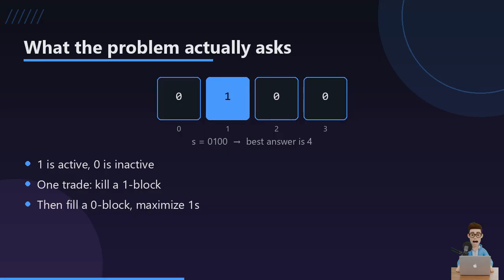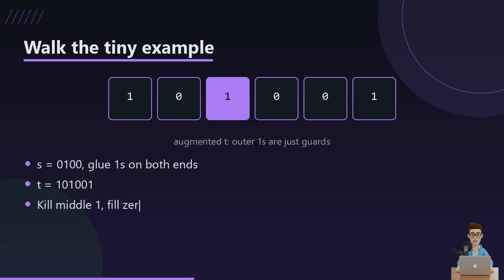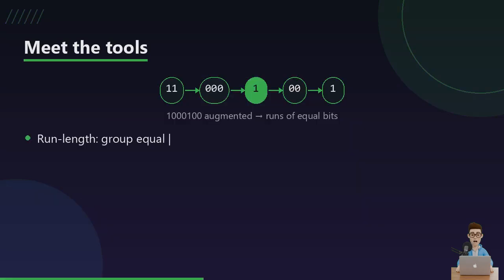We pretend the string has a 1 glued to each end, so even the edges have neighbors. Take 0, 1, 0, 0 and glue ones on the ends to get 1, 0, 1, 0, 0, 1. That lonely middle one has zeros on both sides, so we erase it, and now all the zeros between the outer ones form one big block. Fill that block, and the original part reads 1, 1, 1, 1. For active sections, only 2 ideas today.